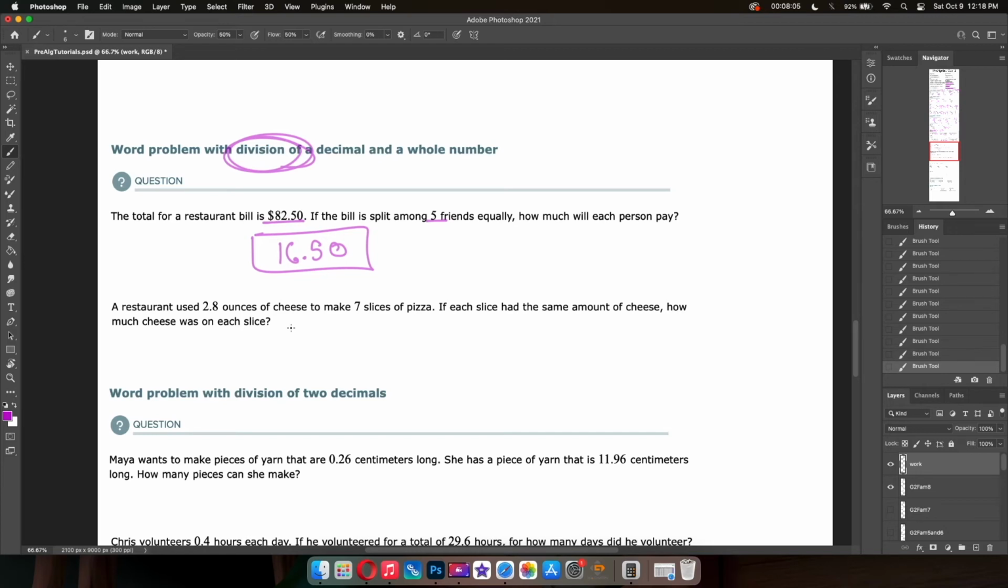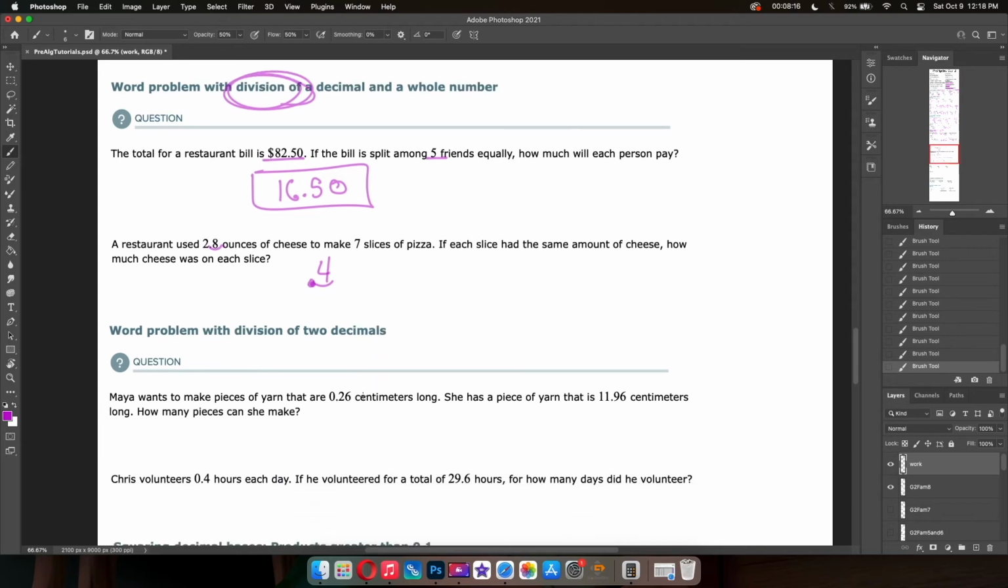2.8 ounces of cheese to make 7 slices of pizza. So 2.8 divided by 7. So that's, I don't even need a calculator. That's just 28 divided by 7, which is 4. Move the decimal over to get 0.4 is going to be your final answer.